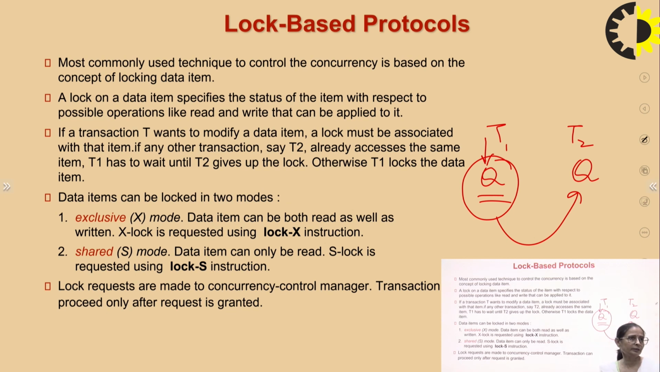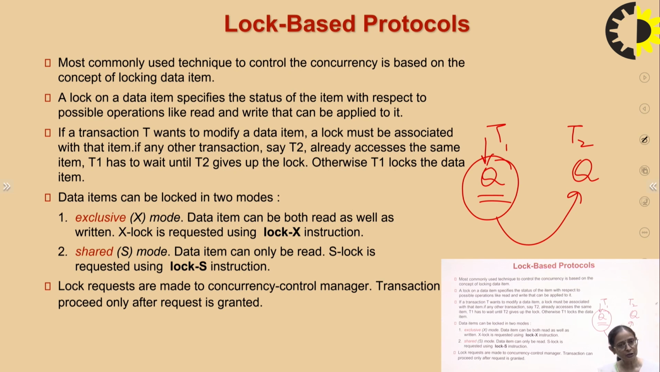A lock on a data item specifies the status of the item with respect to possible operations like read and write that can be applied to it. If a transaction T1 wants to modify a data item, a lock must be associated with that data. It must lock that item. If any other transaction T2 already accesses the same item, then T1 has to wait until T2 gives up the lock. Otherwise, T1 locks the data item and proceeds.